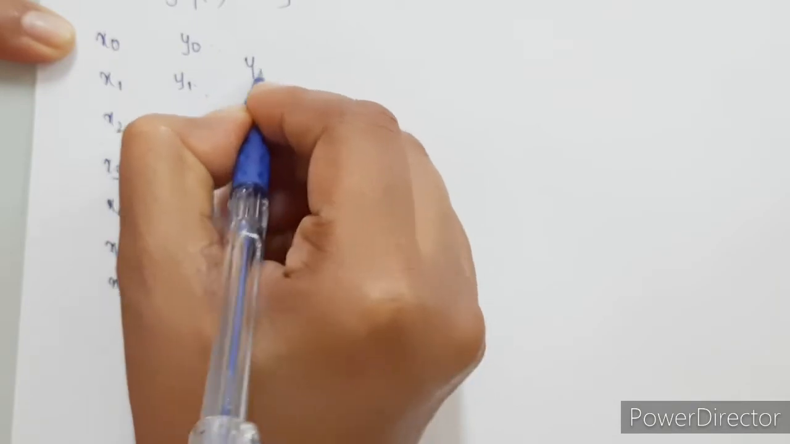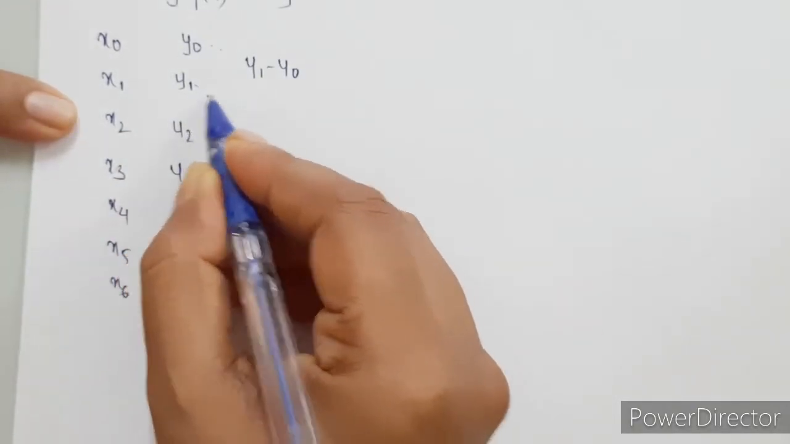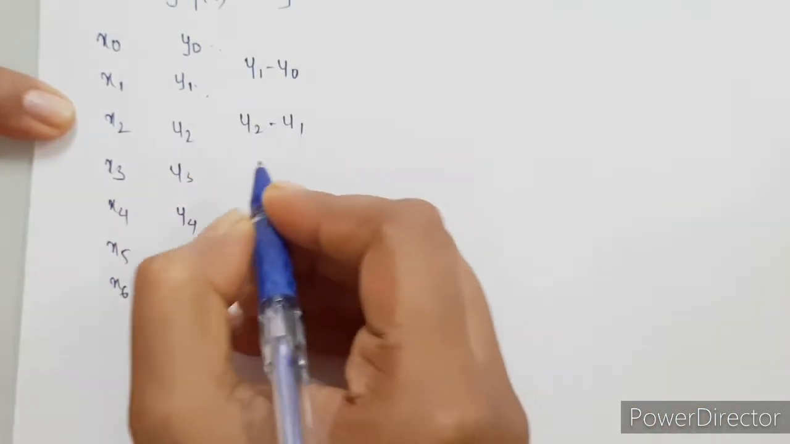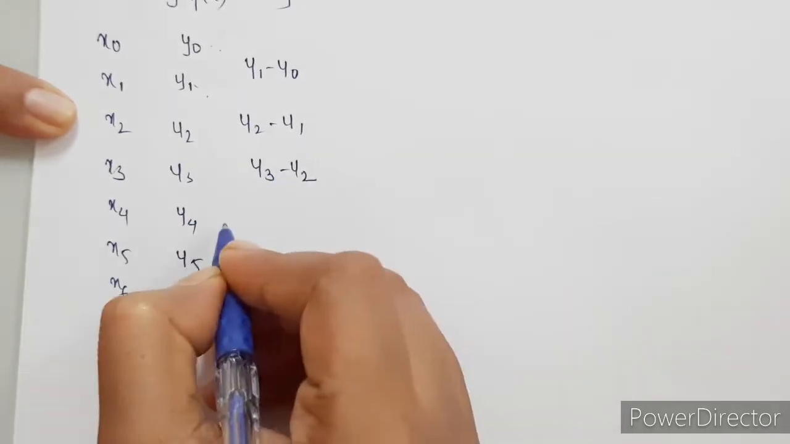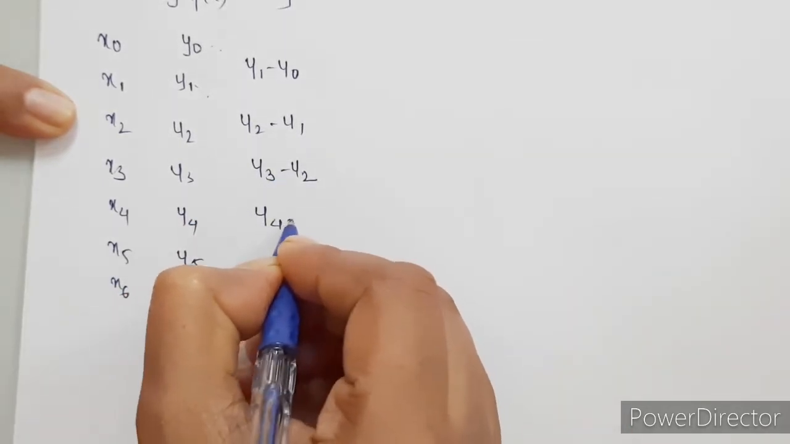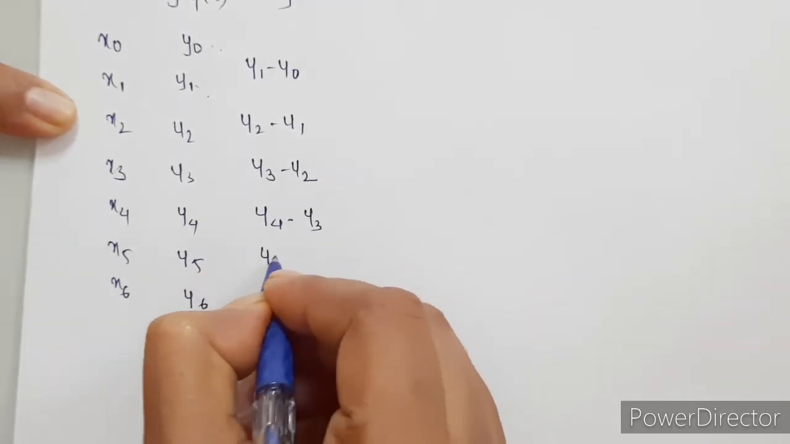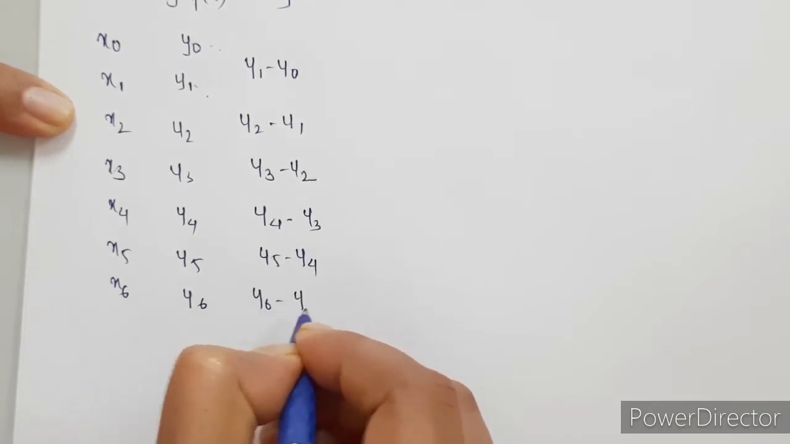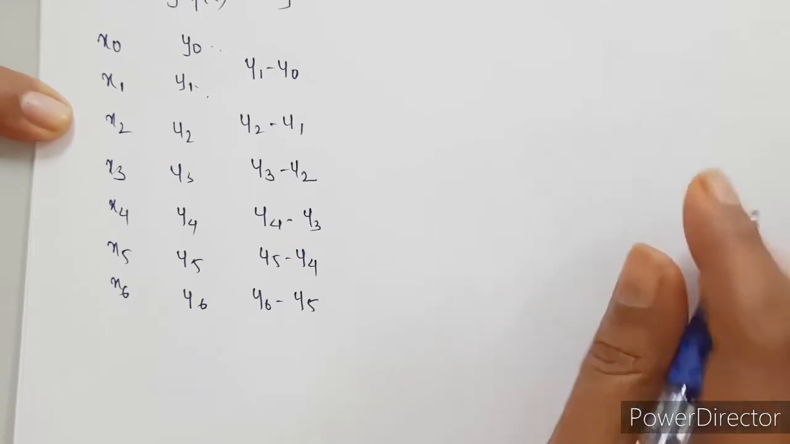This is y1 minus y0. Next difference will be y2 minus y1, then y3 minus y2. Next will be y4 minus y3. Then we have y5 minus y4, and last one is y6 minus y5. These are first forward differences.